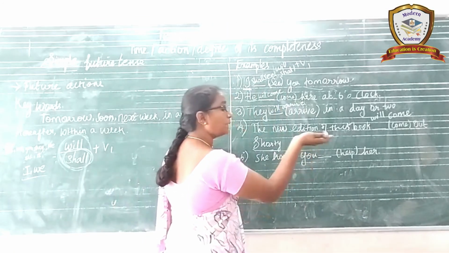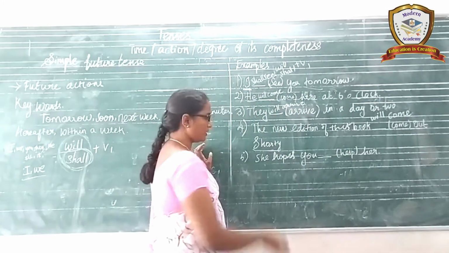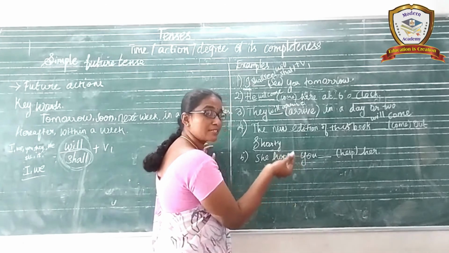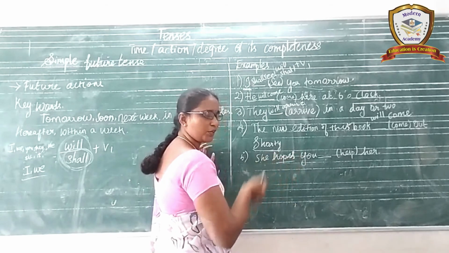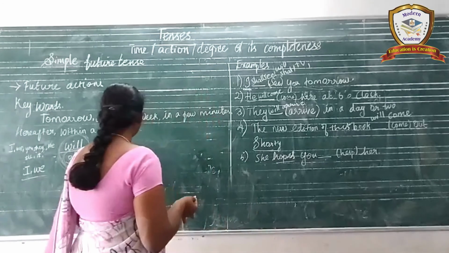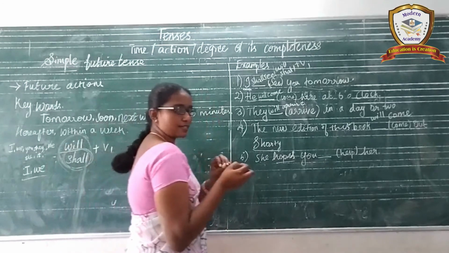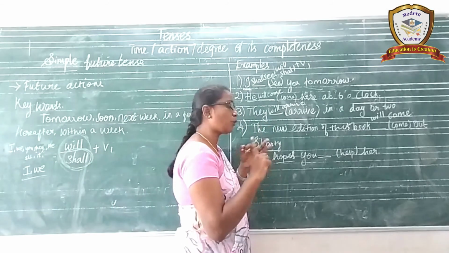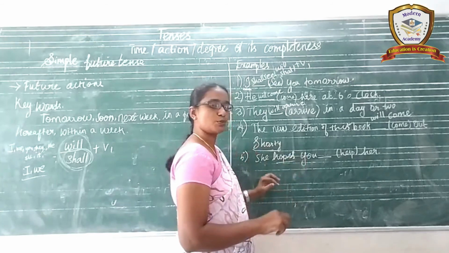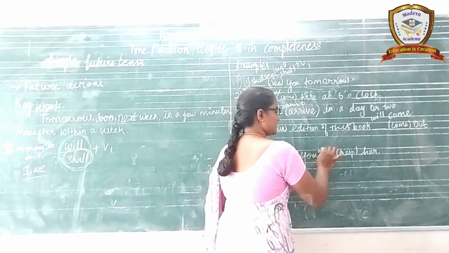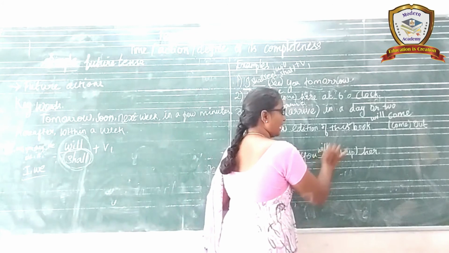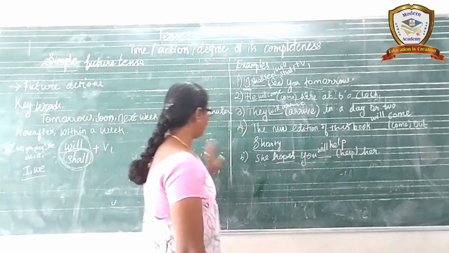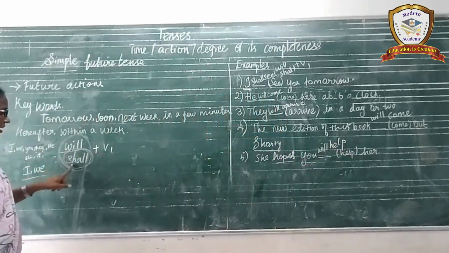She hopes you dash help her. There is no clue word. She hopes, the sentence expresses promise, determination. So what do we appropriate? Just now I told you, will is a modal auxiliary also, which indicates the meaning of determination, surety, promises. Understand or not? In this sentence, what tense do you appropriate? Simple future tense. Will help.